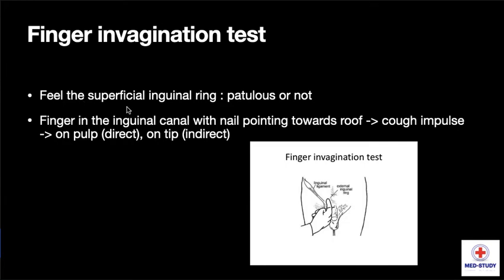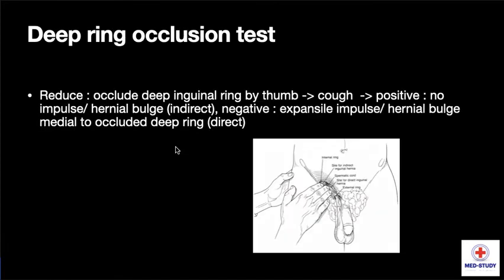We have to feel the superficial inguinal ring, whether it is patulous or not. Finger in the inguinal ring with nail pointing towards the roof. If the cough impulse is felt on pulp, it is direct inguinal hernia, and if it is felt on tip, it is indirect inguinal hernia.